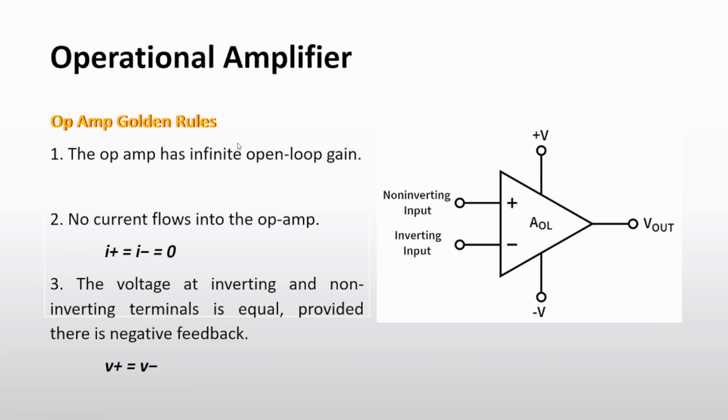So these are three golden rules relating to operation of amplifiers. These golden rules mean we are using these rules in our problems, so you must know about these things. The first one is that the operational amplifier has infinite open loop gain. I told you that in the last one G is minus infinity. So this is for open loop gain.